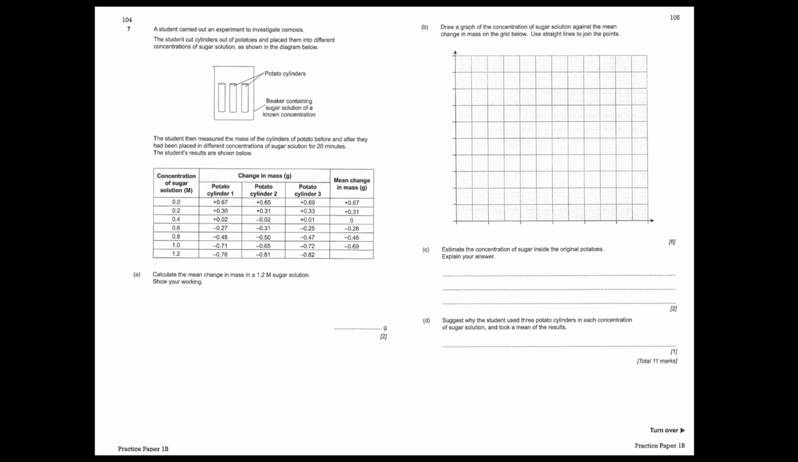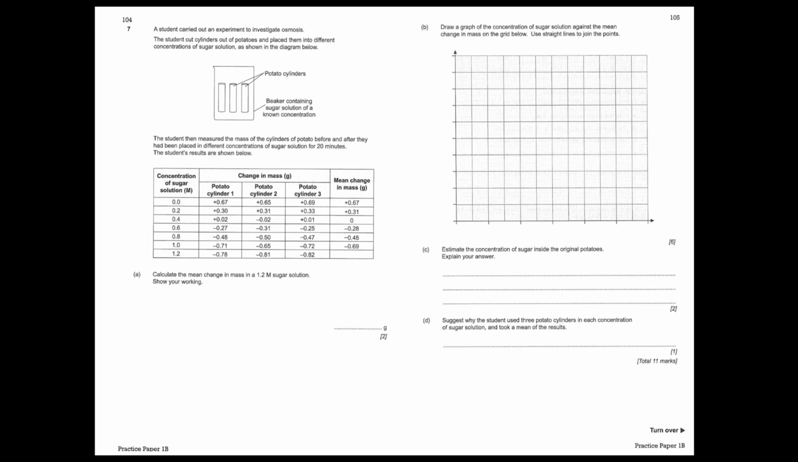Okay, so question 7 is an osmosis one, but largely some data handling really is getting you the bulk of the marks here. So this is, again, a spec practical. We've got potato cylinders in different concentrations of a sugar solution, and we're looking at the change of mass of those potato cylinders as a result of osmosis in and out of those cells. So in different concentrations, there'll be different differences in water potential and therefore different changes in mass.